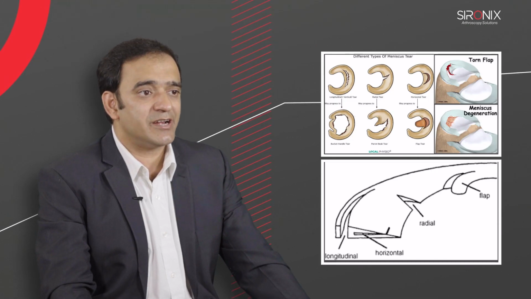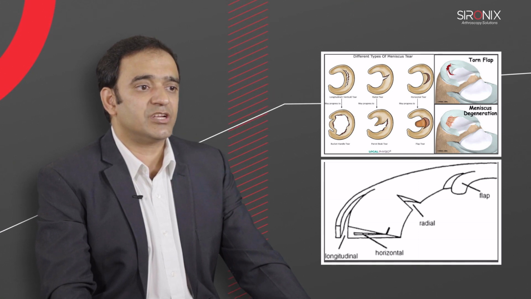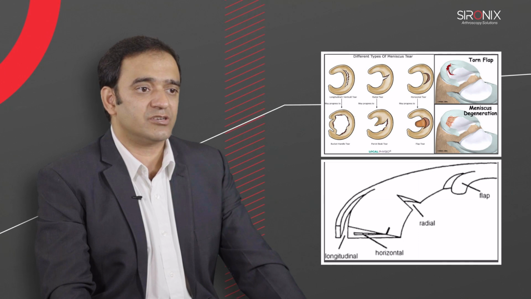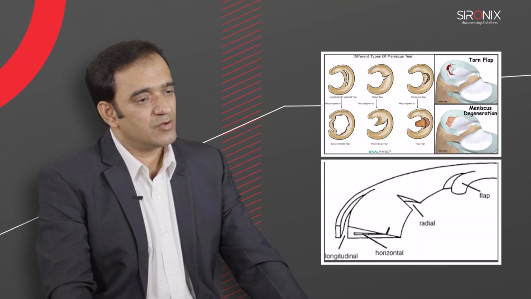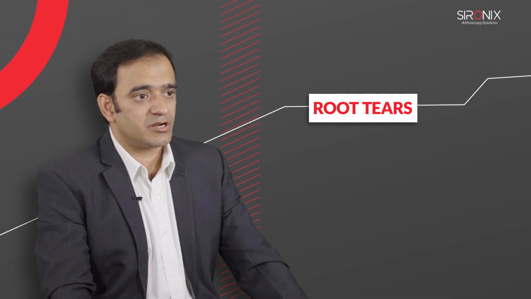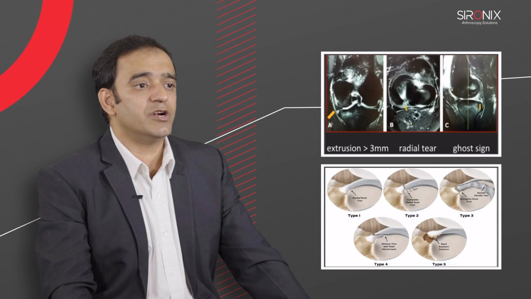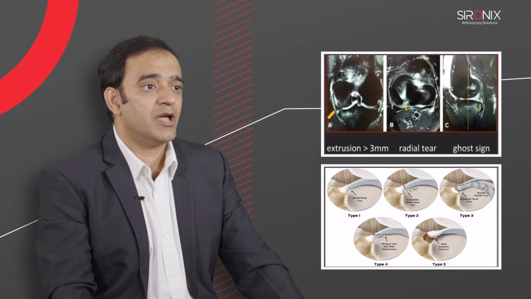If we talk about the types or the classification of meniscus tear, usually it's a longitudinal tear which, if unattended, can lead to a bucket handle tear, or there is a radial tear which can progress to a parrot beak tear or a complex tear, or there is a horizontal tear which can progress to the flap tear. Nowadays, we also talk about the root tear, which on MRI is seen as meniscus extruded more than 3 millimeters, or there is a ghost sign on MRI.